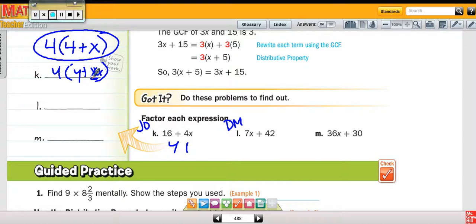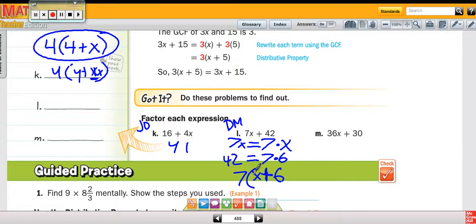Good. Letter L for us. So 7x equals 7 times x, and then 42 equals 7 times 6. And what you do is you take the common factors down here. 7 times 6 plus x. Yeah, we want it in the order that they give us in the original problem. So let's go back. You're correct in your thinking. Let's just make it in the correct order. Very good. 7 times the quantity x plus 6.